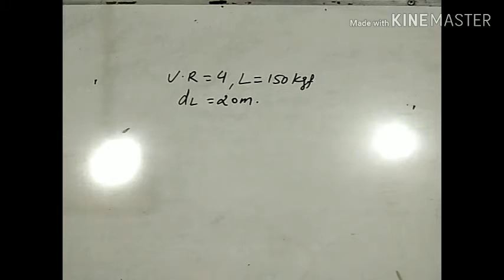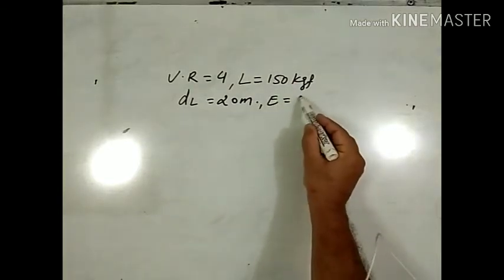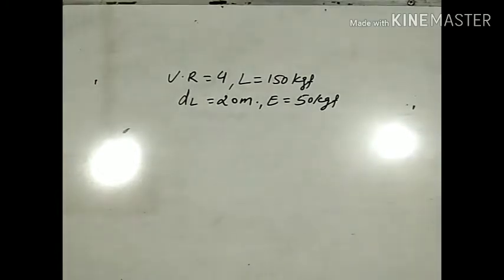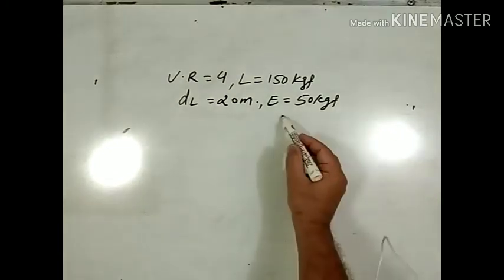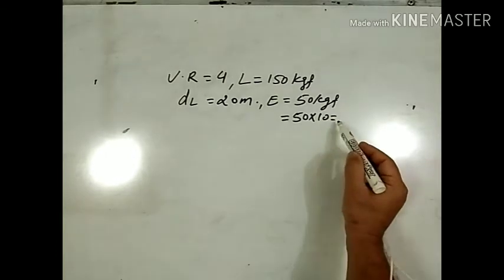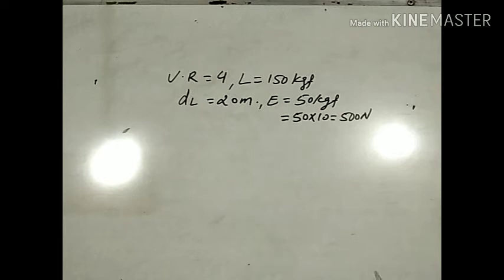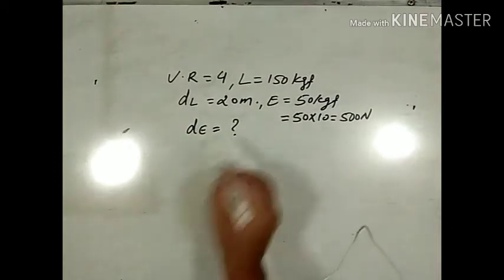The effort required is 50 kg force. Effort applied is 50 kgf, right? Okay. So 50 kgf, it is a gravitational unit of force. We have to convert into Newton by multiplying it by 10, 50 into 10, that is equal to 500 Newton, right? The effort required is 50 kilogram force in the downward direction. Calculate the distance moved by the effort. We have to calculate the distance moved by the effort.